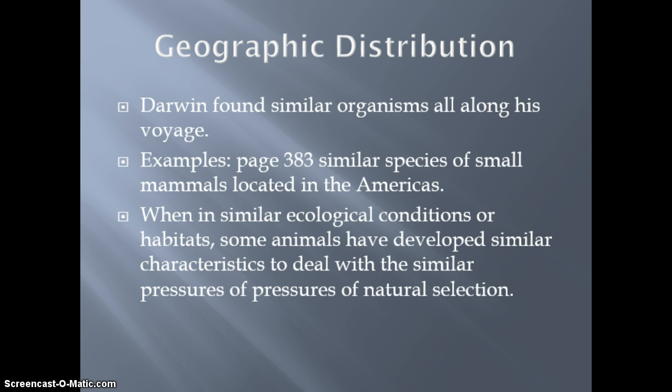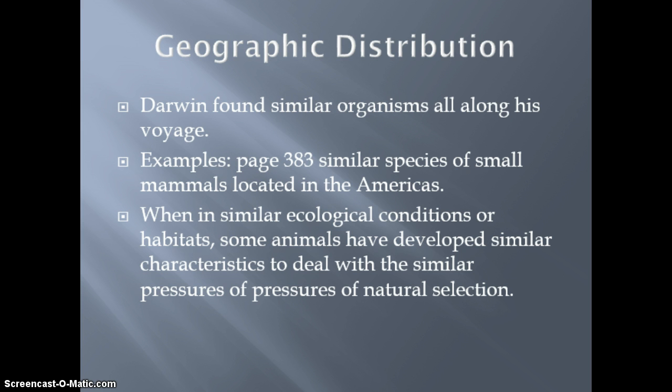Sorry, that doesn't really make sense. They have developed similar characteristics to deal with the pressures of the environment, which then leads to natural selection. So things might have evolved differently, but they're all going to evolve to be best suited for their environment. And that's why we get similar looking organisms based on the environment that they live in.